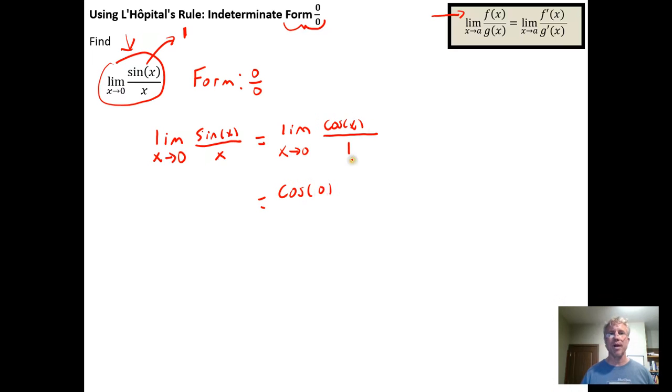So cosine divided by 1 is going to be cosine. Cosine of 0 is 1. So by L'Hôpital's Rule, the limit as x goes to 0 of sine x over x is equal to 1.